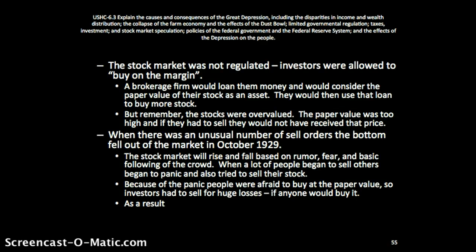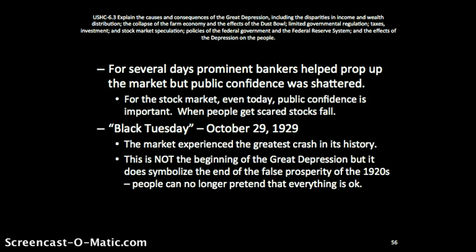Well, it starts off where there's an unusually large number of sell orders in October 1929. And so all these people were trying to sell, and it led to a panic. Everybody's trying to get out, everybody's trying to sell all their stocks. Problem is nobody's buying. Well, what happens when nobody is buying is that the prices go down. And so for several days, prominent bankers helped to prop up the market. But the problem is public confidence is shattered, and no one's really willing to invest. And confidence is everything when you're talking about the stock market.